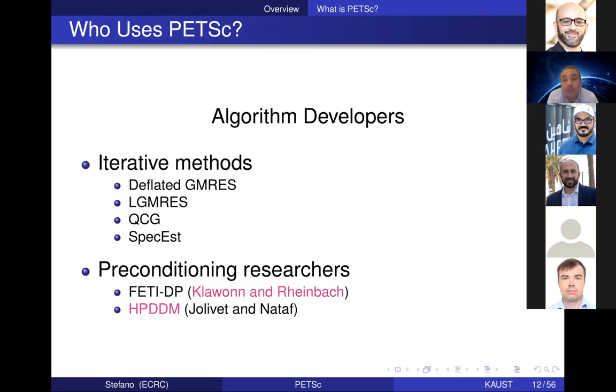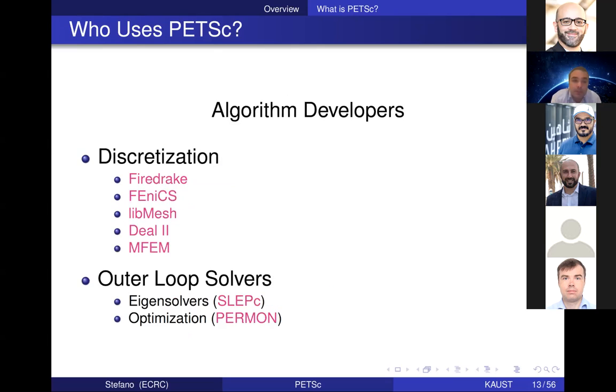For example, PETSc has been used to design and deploy deflated GMRES and loose GMRES, not by the PETSc group, but by researchers, and is also used by researchers doing preconditioning research. So here I'm just mentioning a couple of groups from the domain decomposition community.